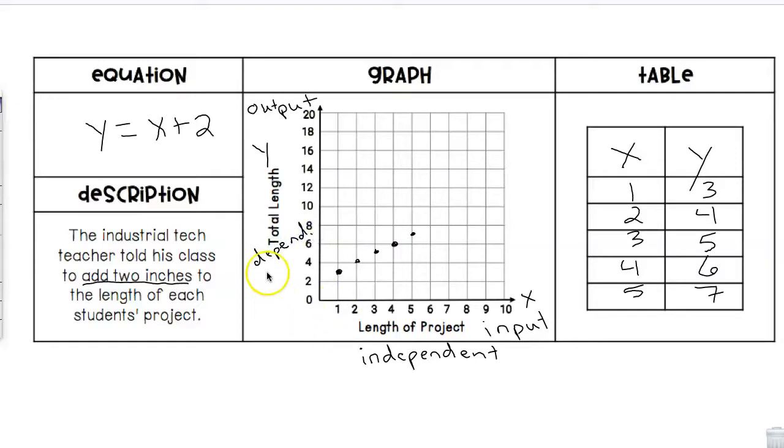And we'll talk about why. Because this depends on what you're starting with. I'm going to say that again. Your 3 depends on your 1. You're not going to get a 3 as your y value.